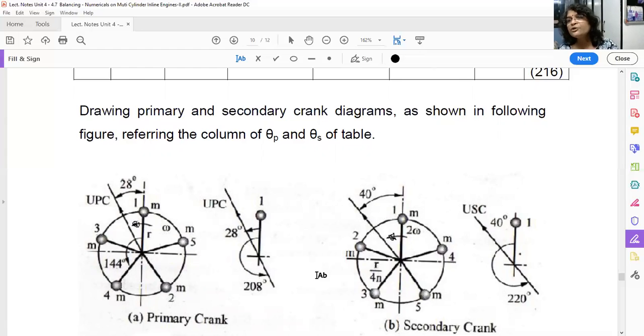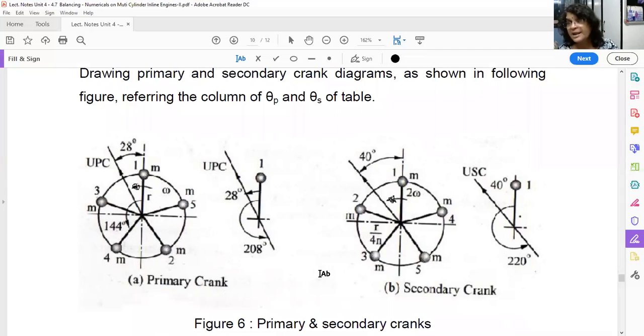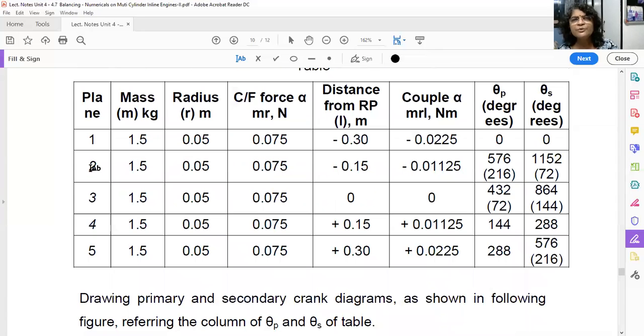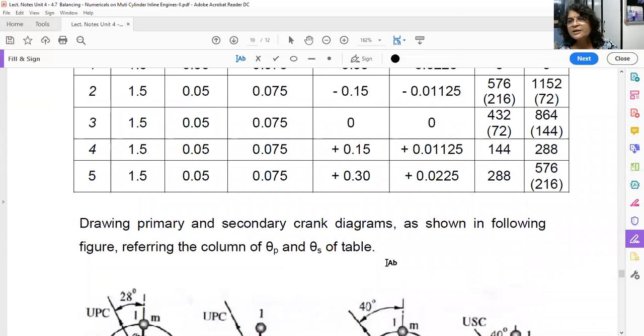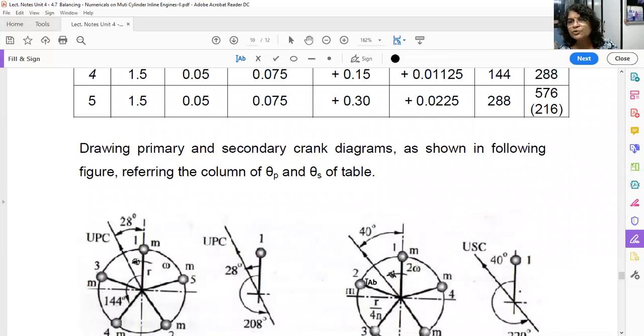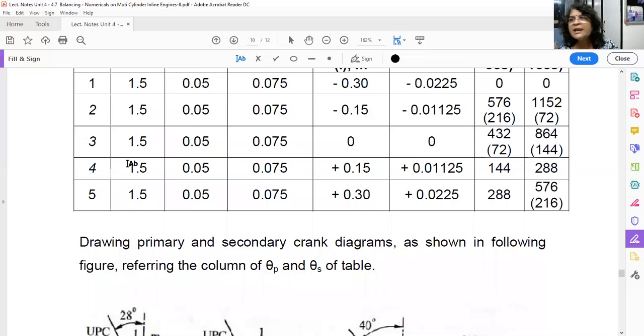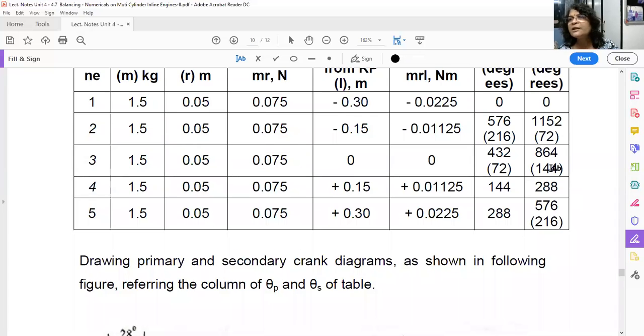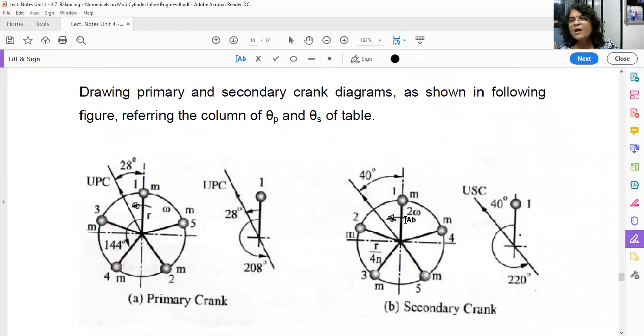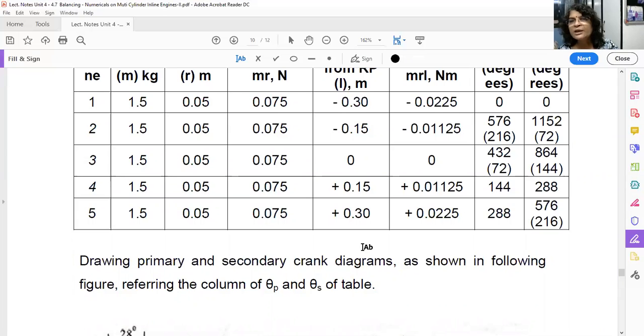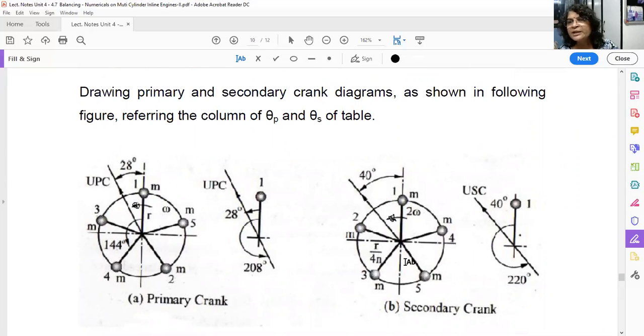Okay, now you have to draw the secondary crank diagram. Okay, starting from 1. So what is the angle? You can draw now, you can follow any sequence. Suppose 2 is at 72 degree from 0. So from here it is 72 degree. This is 2. Then 3 is at 144 degree. Okay, so from 1 it is 144 degree. Here it is 3. Then 4 is at 288 degree.